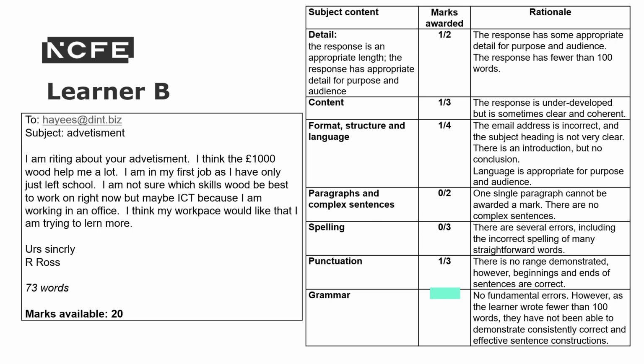For punctuation, there is no range demonstrated. However, beginnings and ends of sentences are correct. And the grammar, there are no fundamental errors. However, as the learner again wrote less than 100 words, they have not been able to demonstrate consistently correct and effective sentence construction. So this learner was awarded 6 marks.